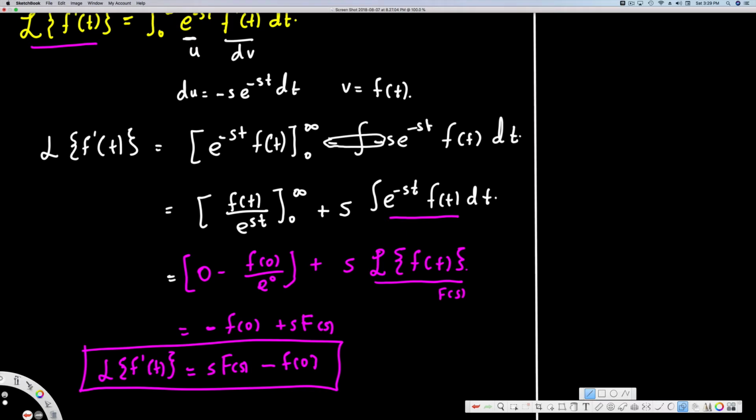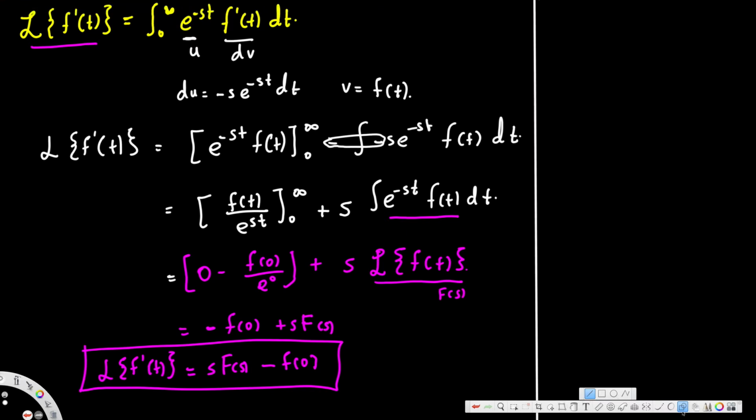Okay, let's divide like this. Now we are going to see the patterns. So if it's first derivative, we have this one. If it's second derivative, let's say we have a Laplace transform of f double prime of t.